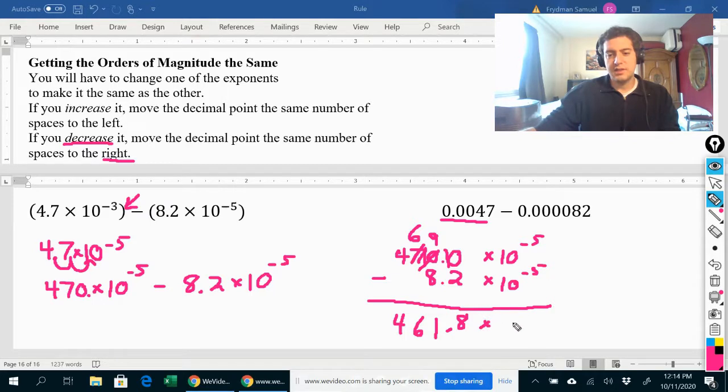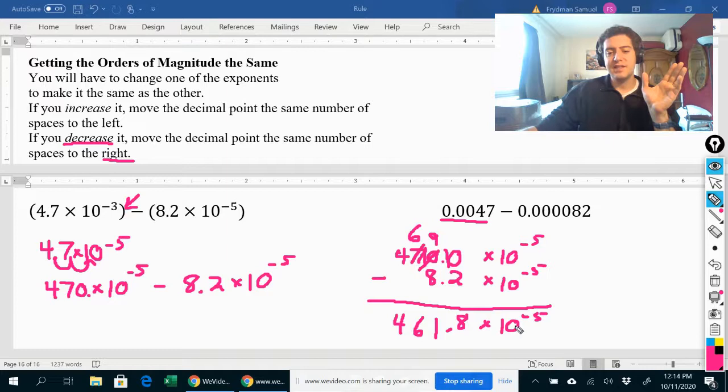And the rest of this stays the same, times 10 to the -5th. That's the part that you don't even have to think about. As soon as you get these exponents the same, then it's easy from there on out. Okay, so we would get here 461.8 times 10 to the -5th.